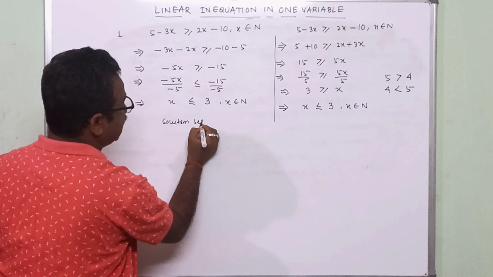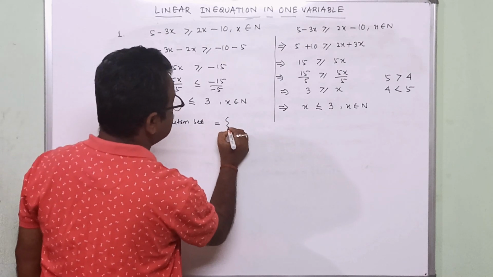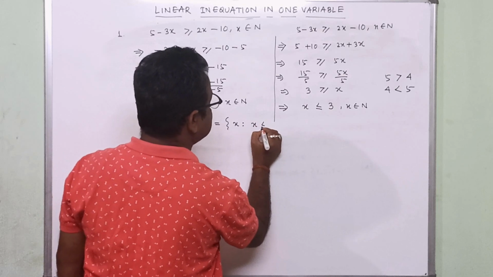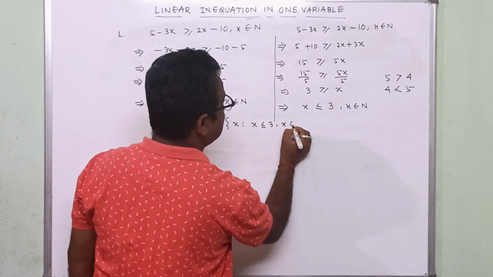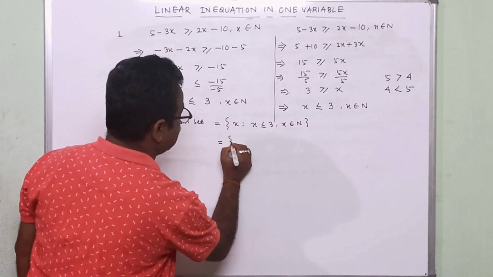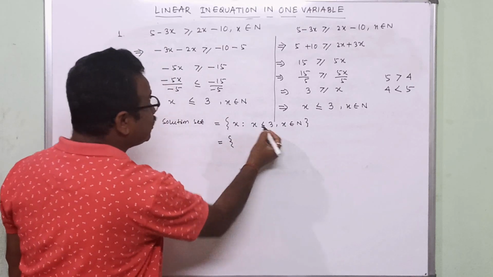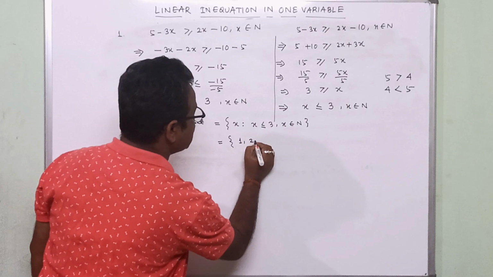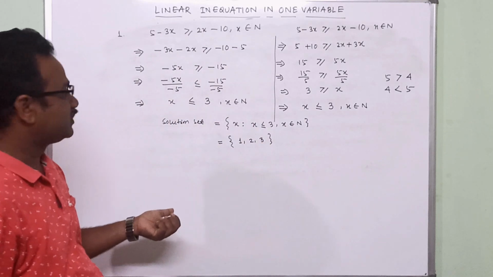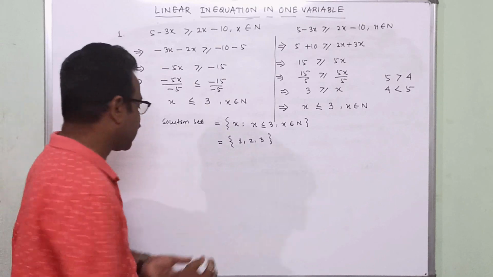The solution set is equal to x such that x is less than or equal to 3, comma, x an element of N. Now we'll write it in roster form: x less than or equal to 3, so 1, 2, 3. Now we have to graph it on the real number line.